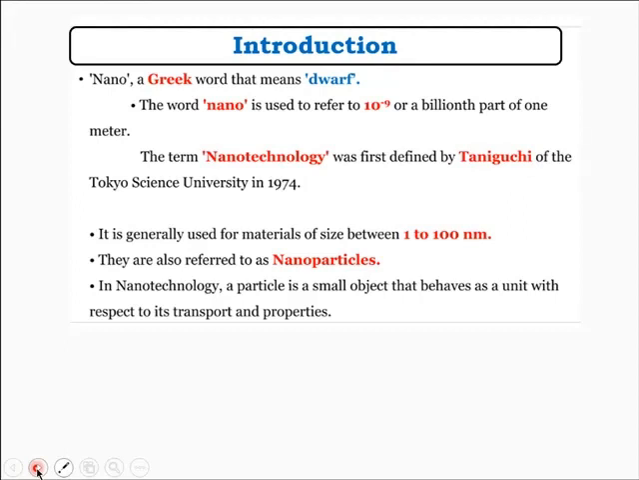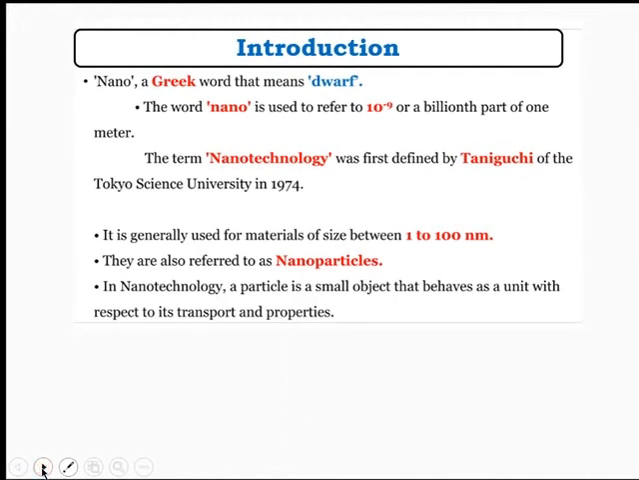In nanotechnology, a particle is a small object that behaves as a unit with respect to its transport and properties. Okay, let's move to the next slide to have the detail. Before that, what is the size? When we talk about size, we know deca is 10, hecto is 100 and kilo is 1000.